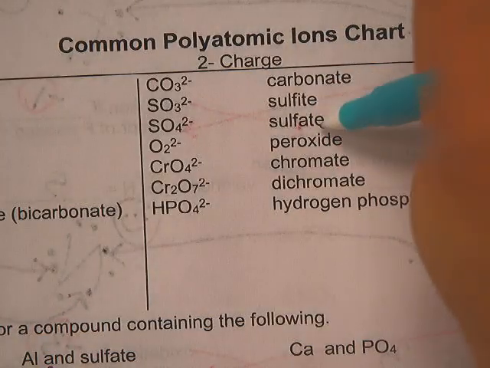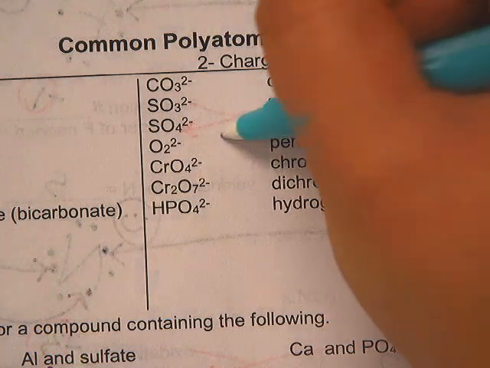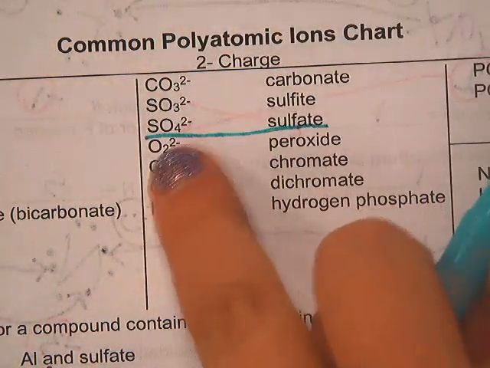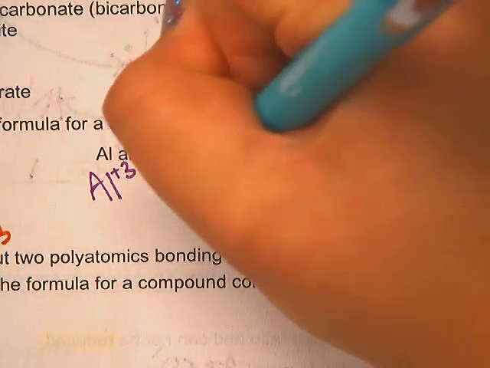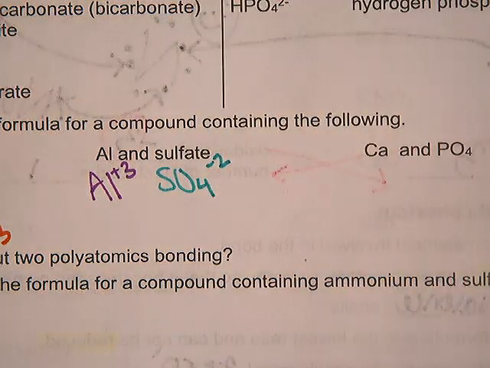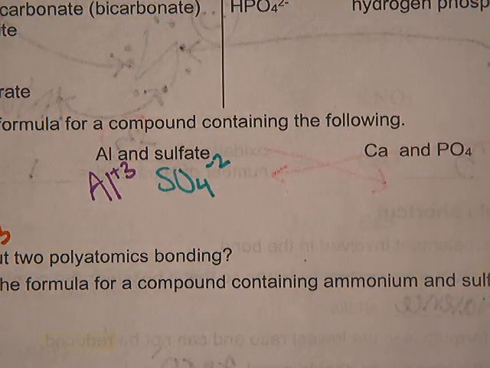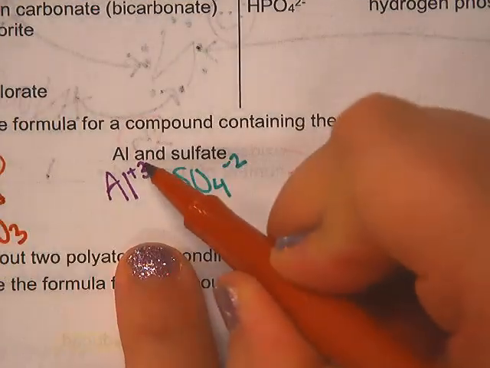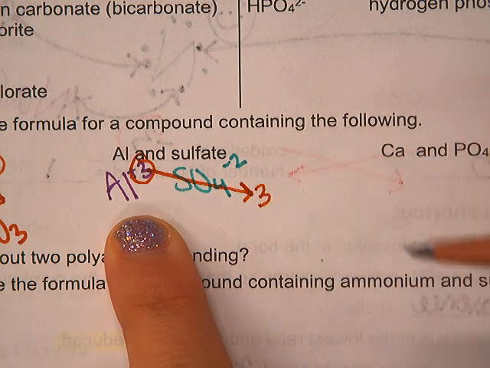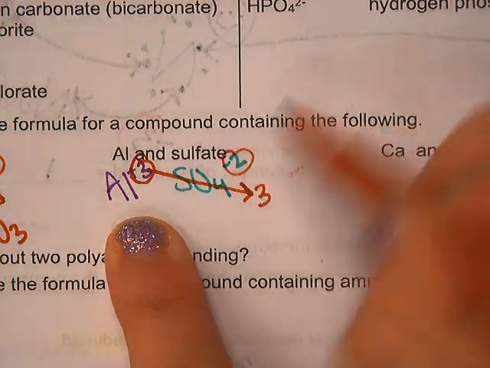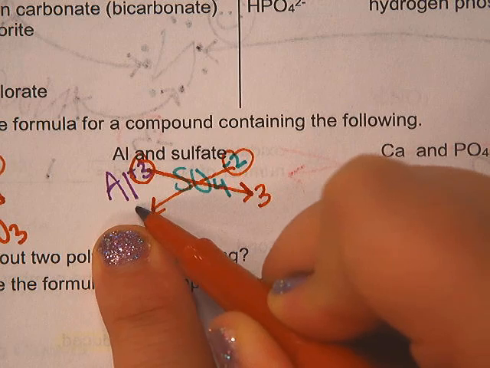And sulfate with an ATE is right here. So its formula is SO4, and the oxidation number of -2 is given to you. So SO4 with a -2 charge. We use their oxidation numbers the same way, where this 3 tells me that I'm going to need 3 sulfates, and this 2 tells me that I'm going to need 2 aluminums.